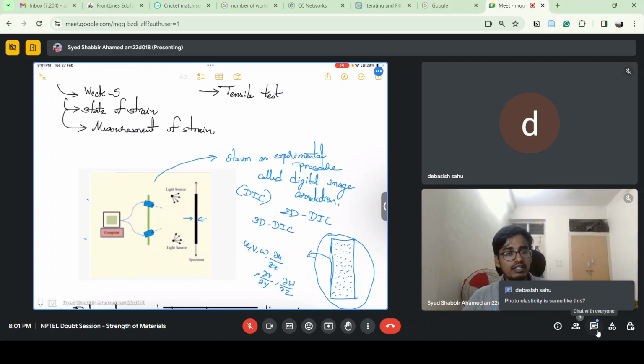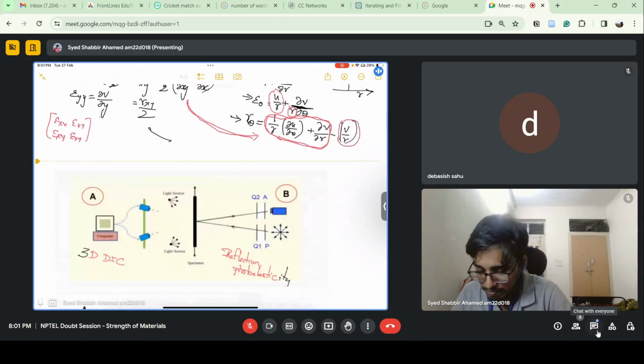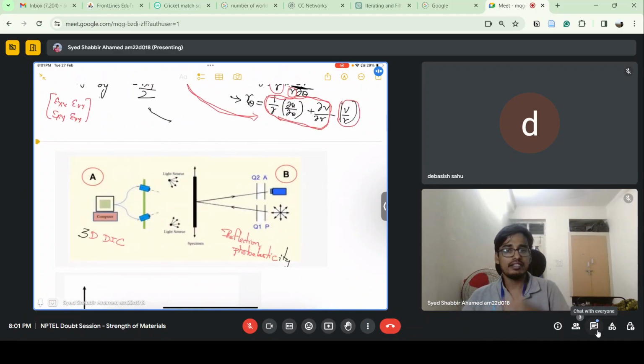Yeah, photoelasticity. Photoelasticity gives the stress variations. So photoelasticity is for getting the stresses experimentally, and three-dimensional image correlation is basically for getting the strain measurements. So here you can see this.